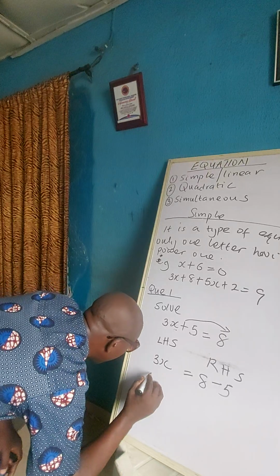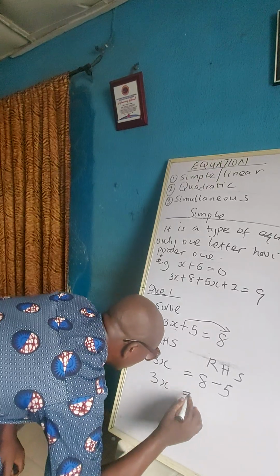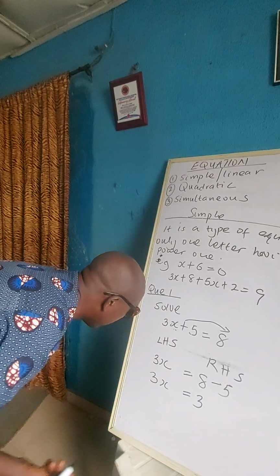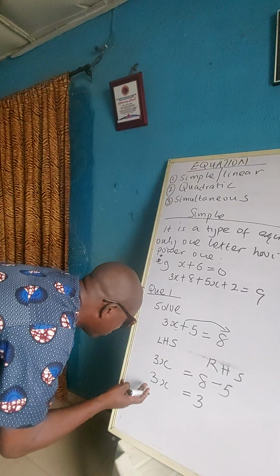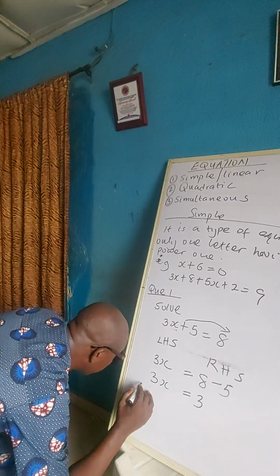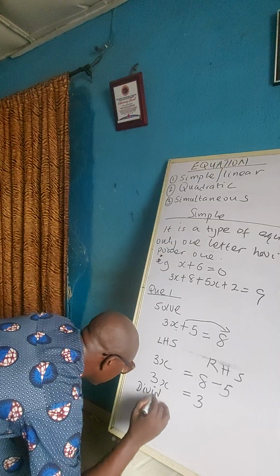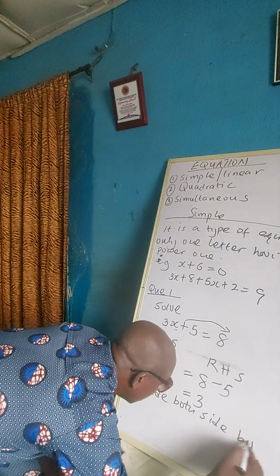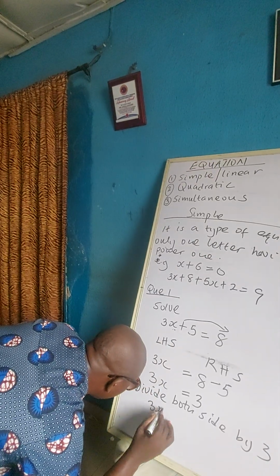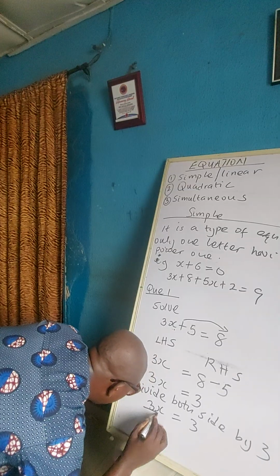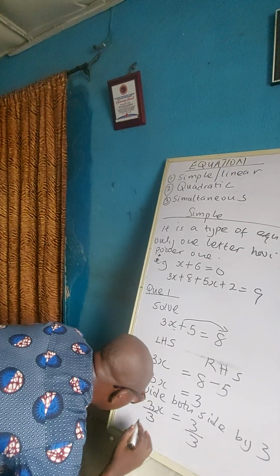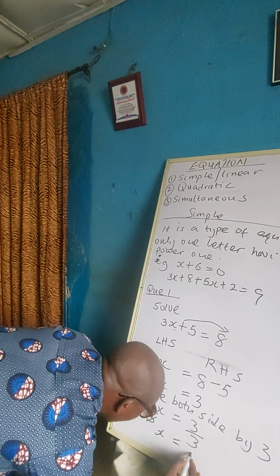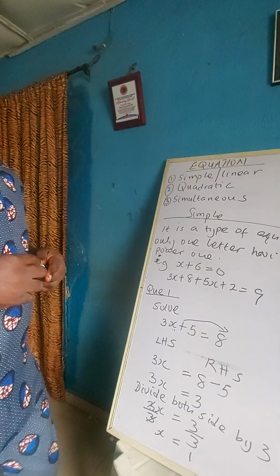Then let's move. 3x equal to 8 minus 5, which is 3. Take note, we are looking for x. What's disturbing x here? Digit 3. Divide both sides by 3. That means 3x over 3 equal to 3 over 3. It remains x, and 3 in 3 is 1. That's the answer.